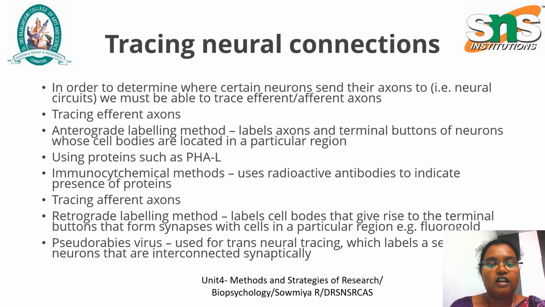Retrograde tracing. This method labels the dendrites and cell bodies of neurons, enabling researchers to trace their afferent connections from source areas. Retrograde tracers include fluorogold and rabies virus. Transneuronal tracing. This technique involves labeling neurons in a chain, allowing researchers to trace connections across multiple synapses. Rabies virus is commonly used for transneuronal tracing.